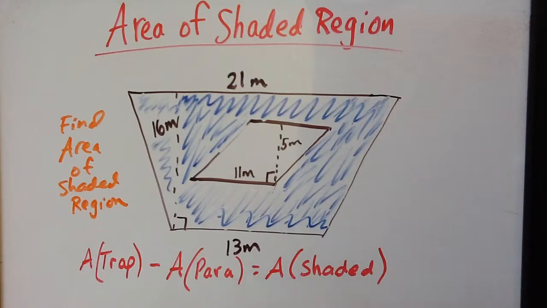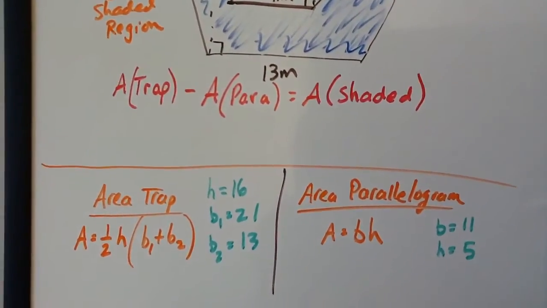So I need to find the area of both these figures, find the area of the trapezoid, and then subtract the area of the parallelogram, because that's like you would be taking it out of the shape, and you would be left with the area of the shaded region. Okay, so first let's find the area of the trapezoid.